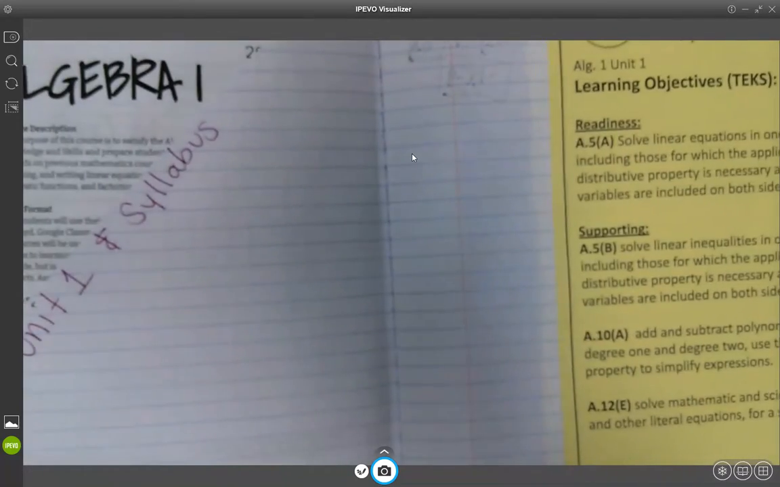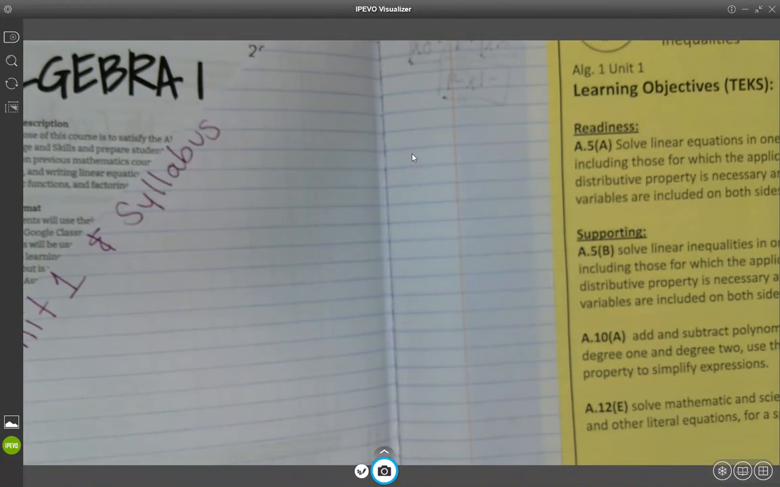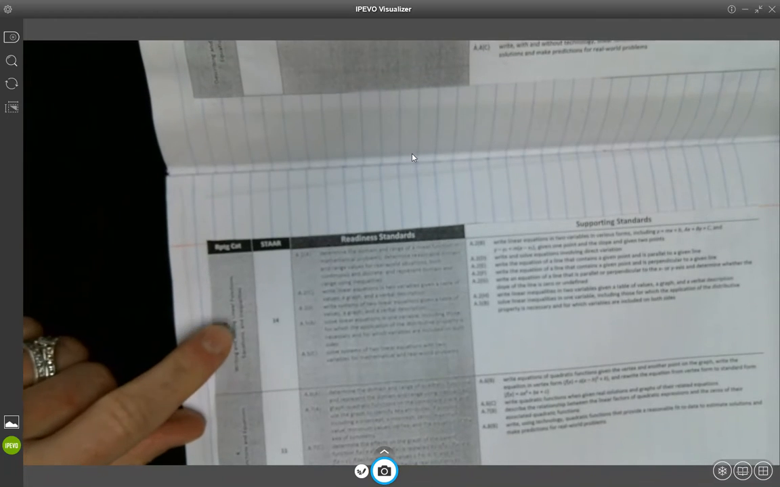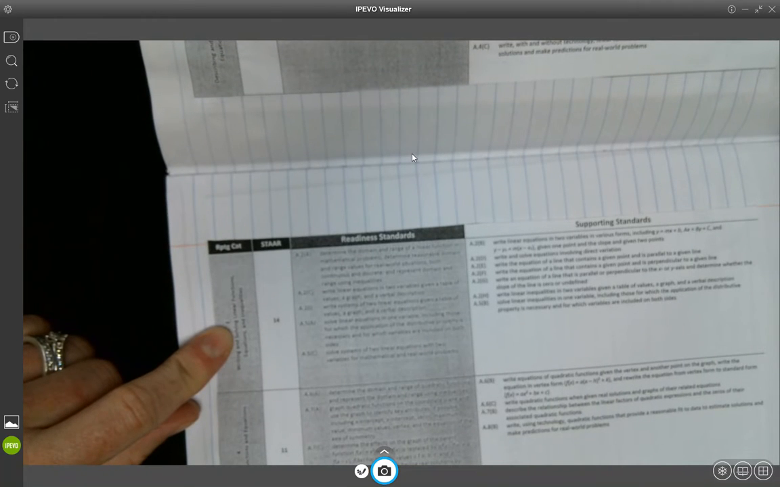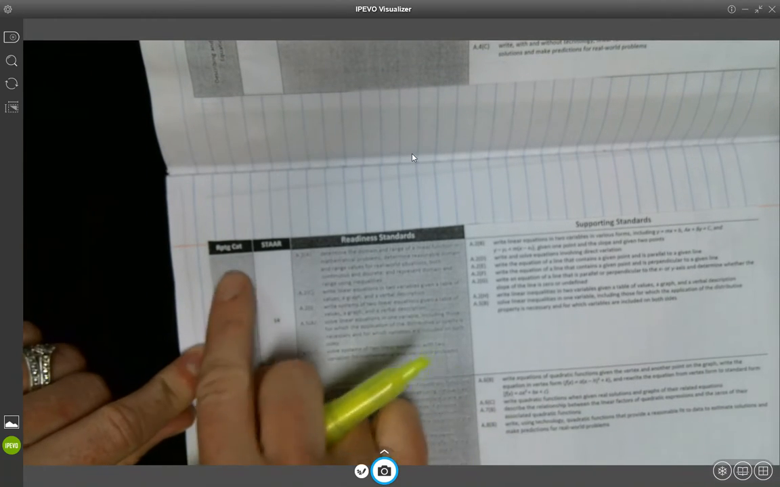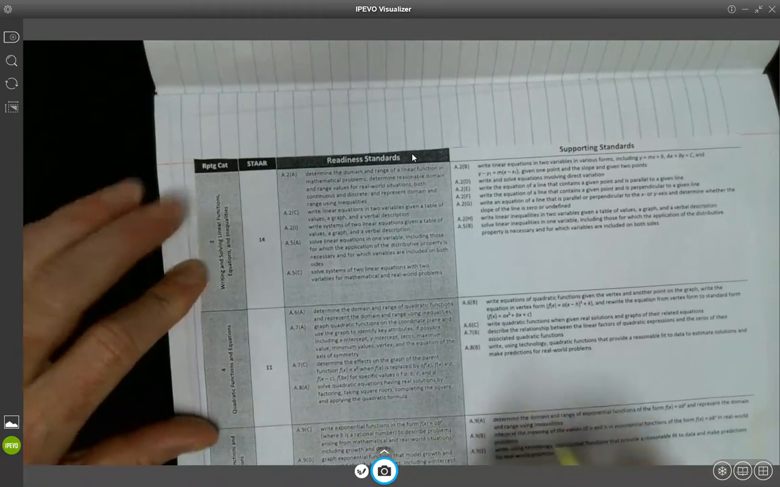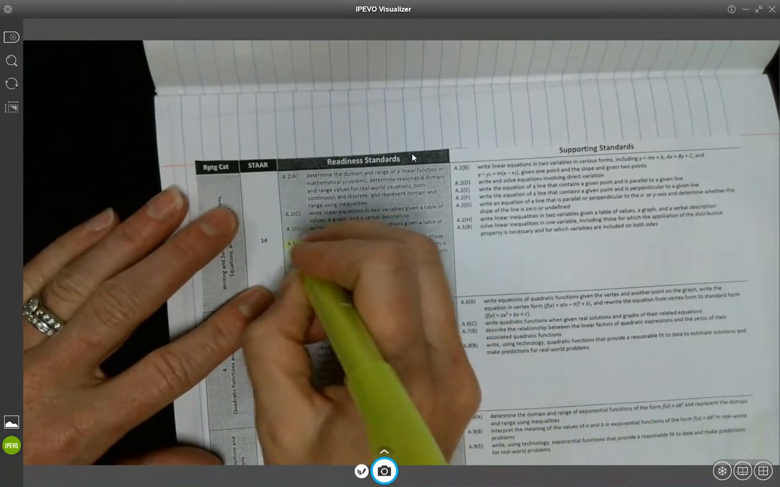A5A, A5B, 10A, and 12E. So let's look on here for A5A, and it is on category 3. So mine is on page 3. So look at your page 3. On the very far left, the column says what category it is. So I'm in category 3, and it's A5A.